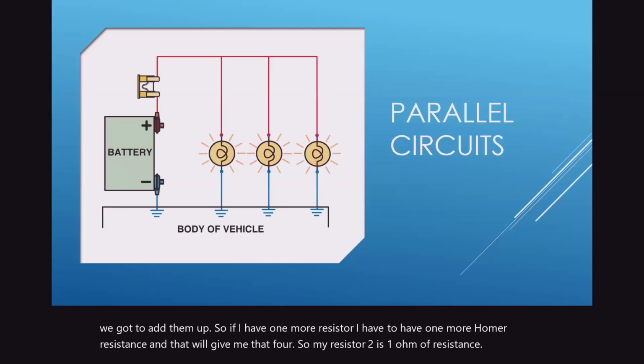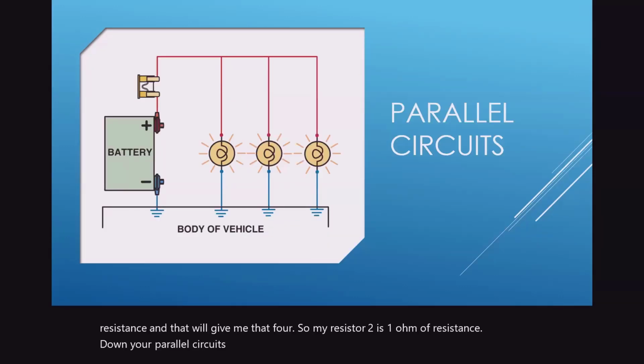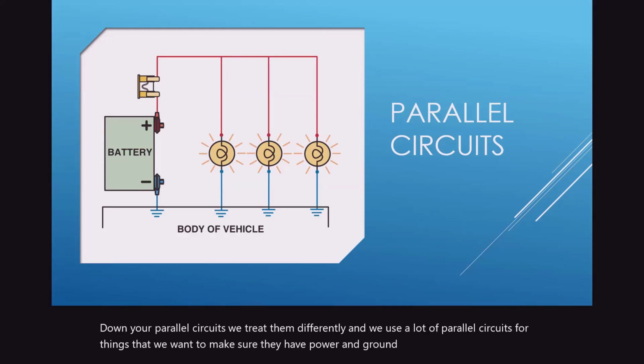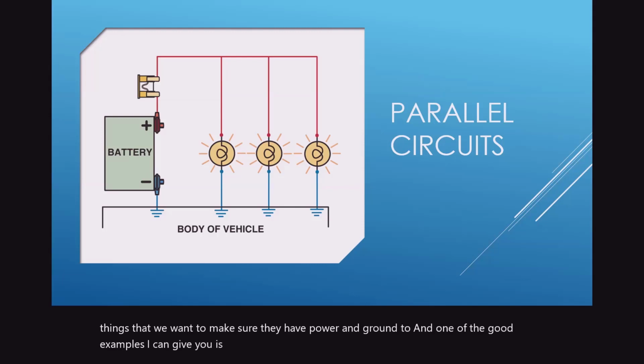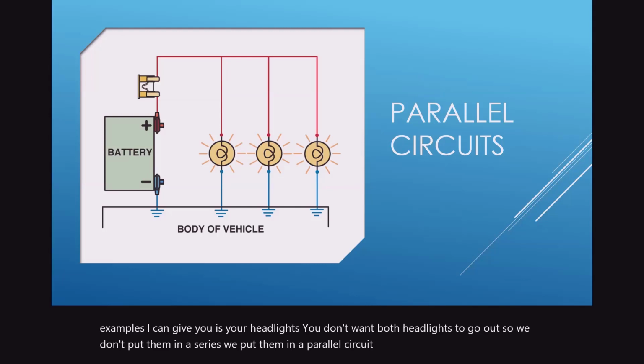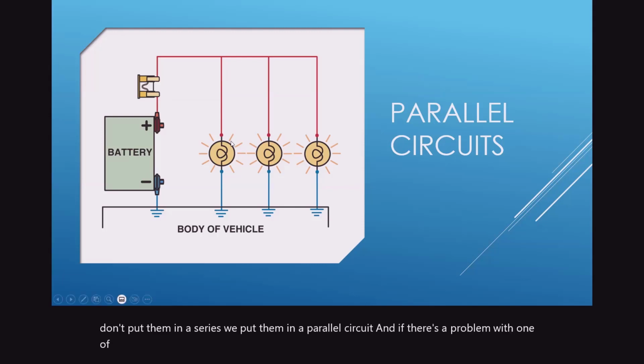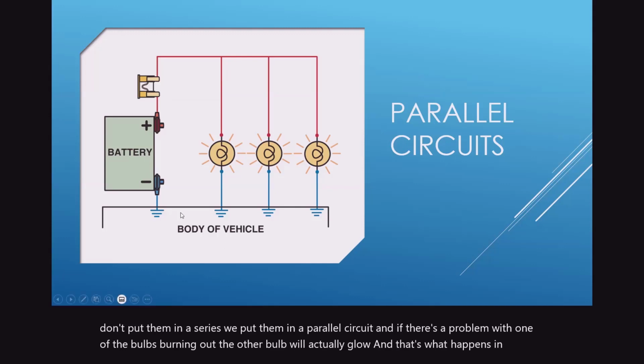Now, in your parallel circuits, we treat them differently. We use a lot of parallel circuits for things that we want to make sure they have power and ground to. And one of the good examples I can give you is your headlights. You don't want both headlights to go out, so we don't put them in a series circuit. We put them in a parallel circuit. And if there's a problem with one of the bulbs burning out, the other bulb will actually glow. And that's what happens in a parallel circuit.